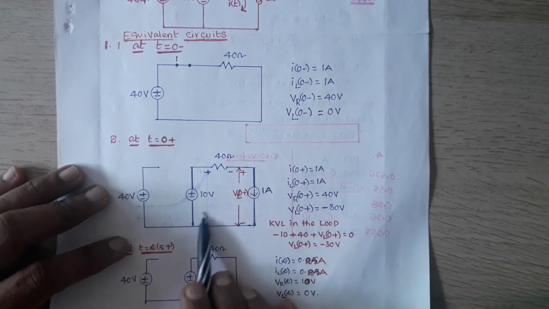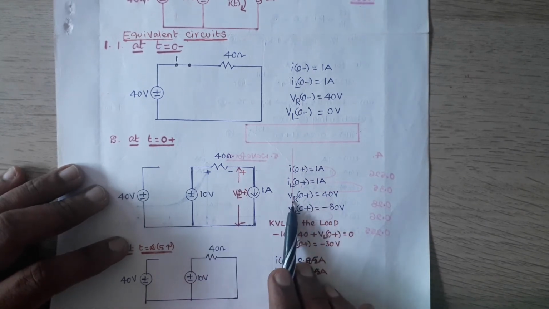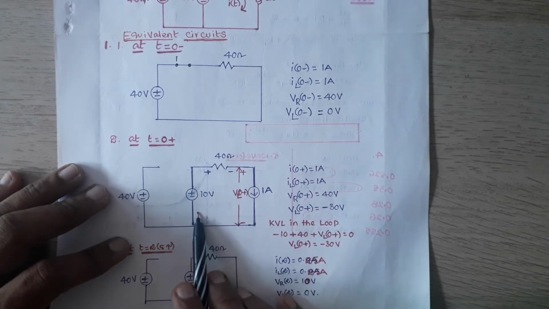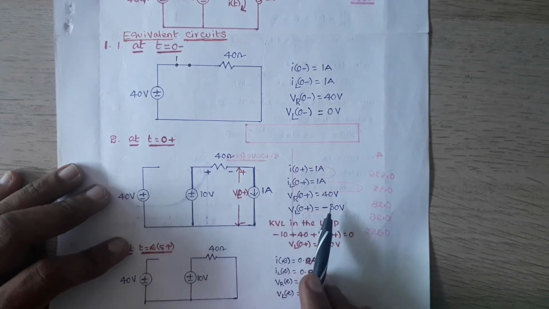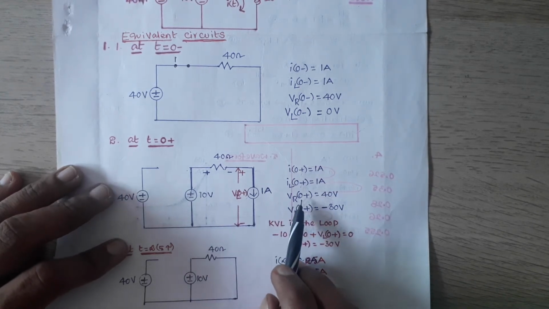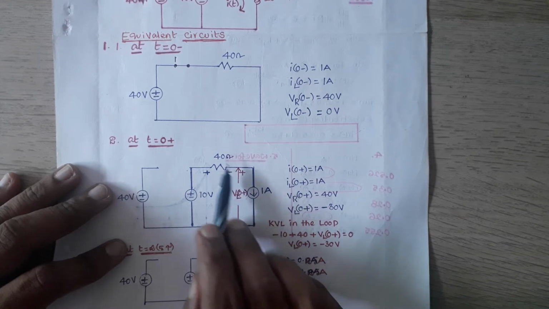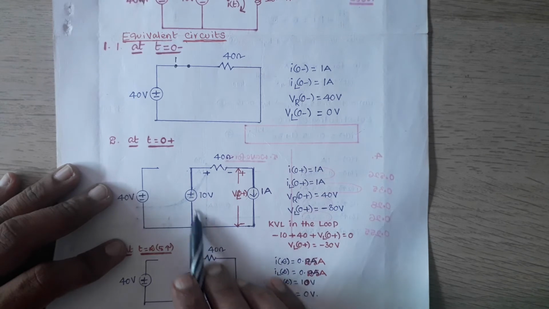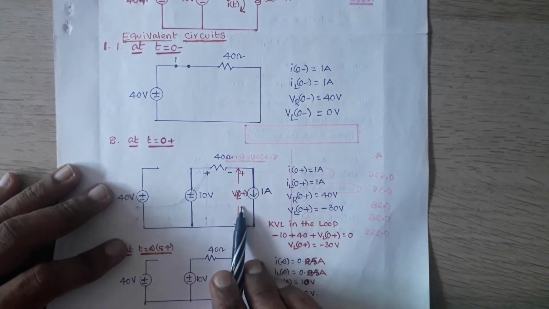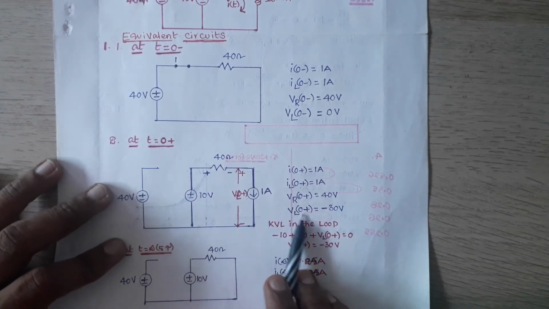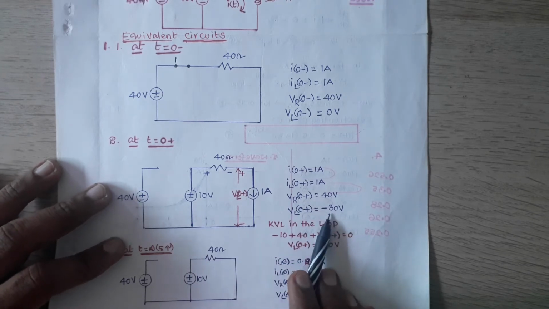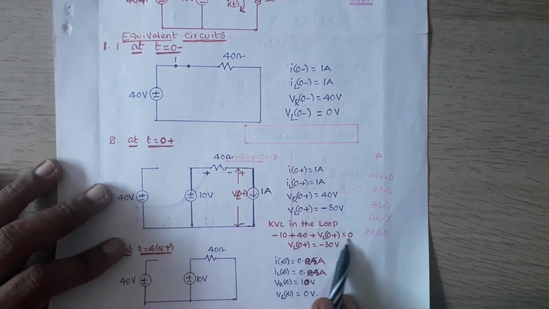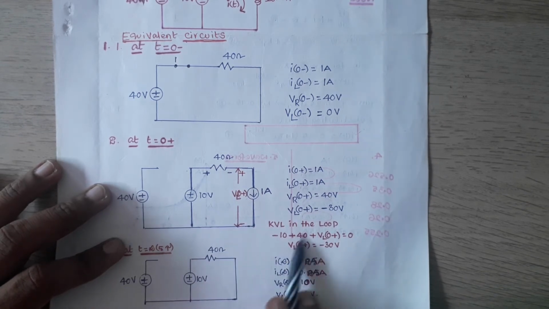The voltage across the resistor is 1 ampere into 40, which is 40 volts. If you apply KVL for this loop: minus 10 plus 40 plus VL of 0 plus equal to 0, so VL of 0 plus equals minus 30 volts.